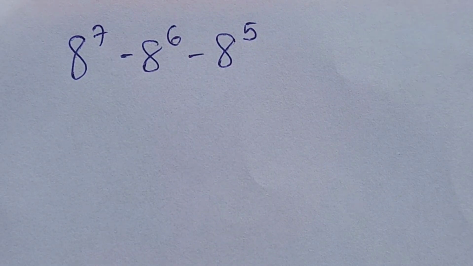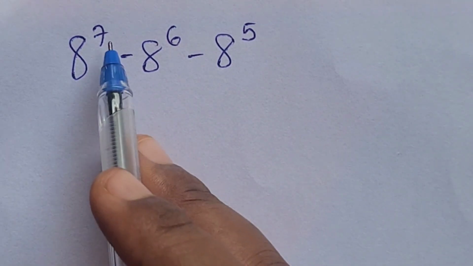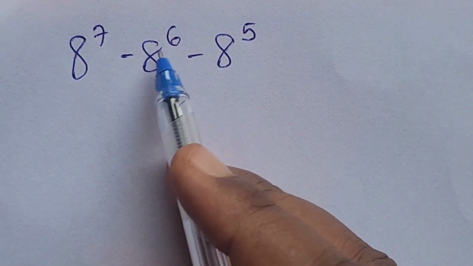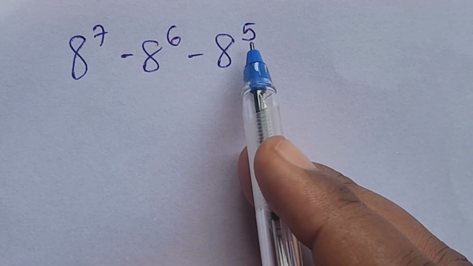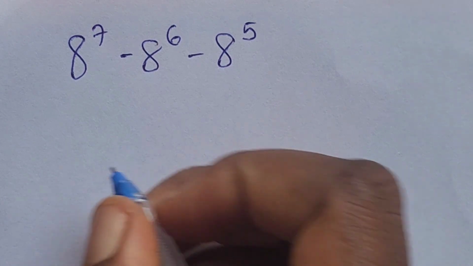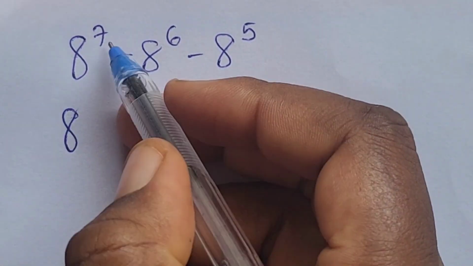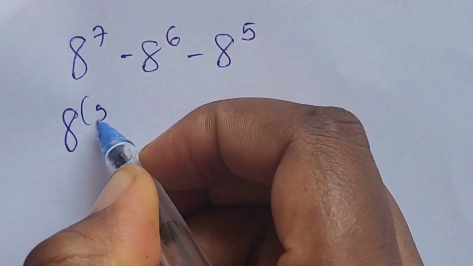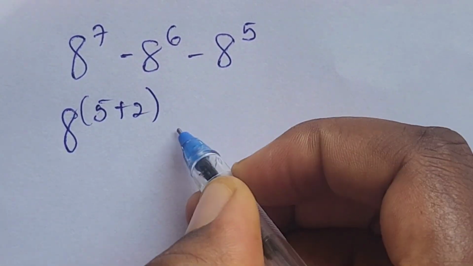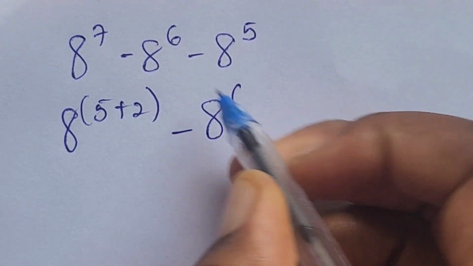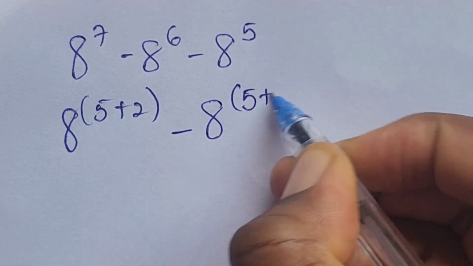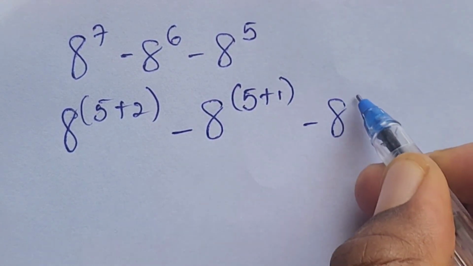So today we want to resolve this. We have 8 to the power of 7 minus 8 to the power of 6 minus 8 to the power of 5. So for us to simplify this, let's have 8 to the power of 7 is the same as 8 to the power of 5 plus 2, minus 8 to the power of 6 is the same as 5 plus 1, minus 8 to the power of 5.